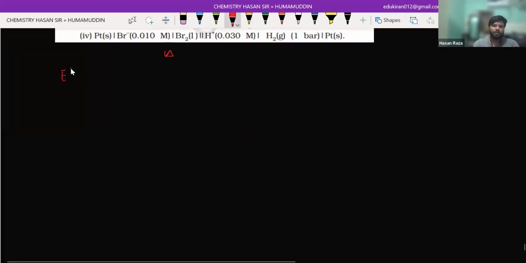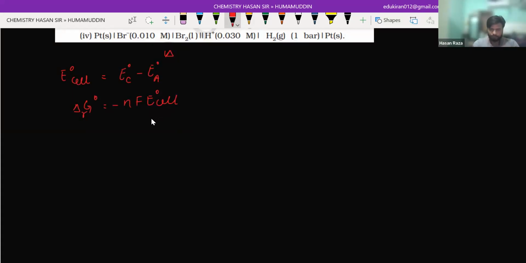The first one is, if you want to calculate E naught cell, it is E naught cathode minus E naught anode, not anode minus cathode. The second is your delta RG naught, which is minus nF E naught cell. The other relation that comes from class 11 is delta RG naught equal to minus 2.303 RT log K.